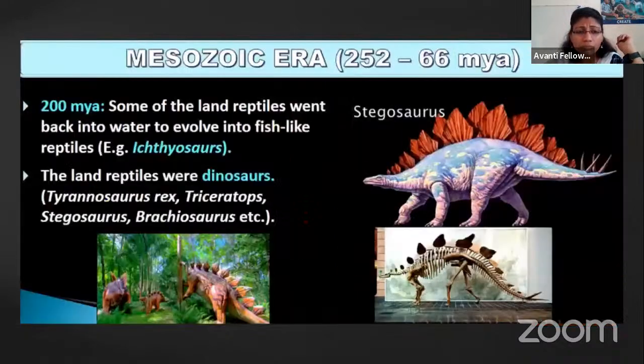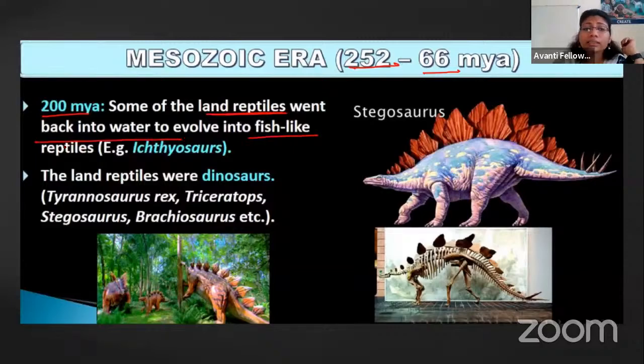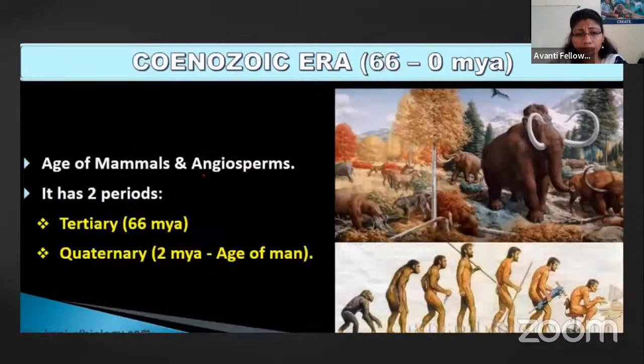Then we have the third era, the Mesozoic era. It ranges from 252 to 66 million years ago. In this era, the land reptiles went back into the water, leading to the formation of fish-like reptiles, or we can say from this onwards we have the evolution of fishes from the reptiles. And this is also the era of dinosaurs.